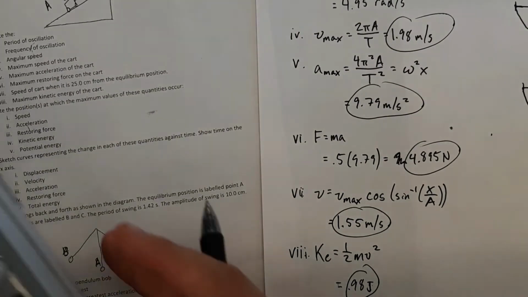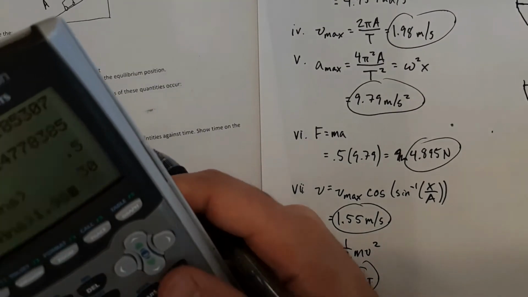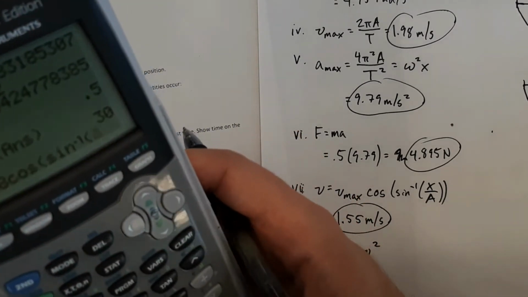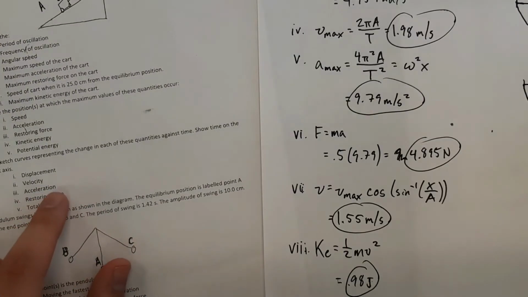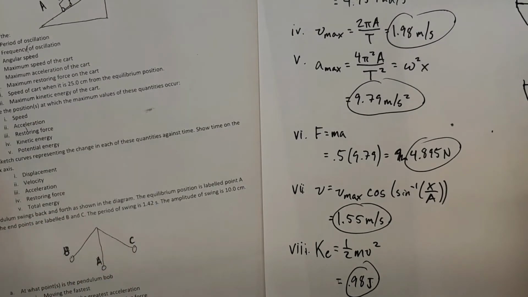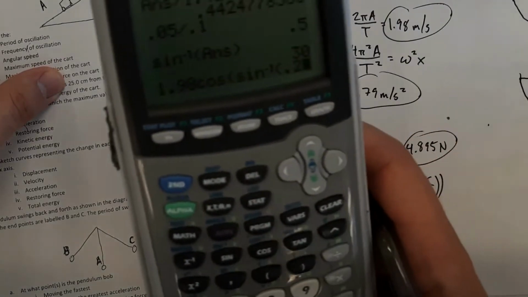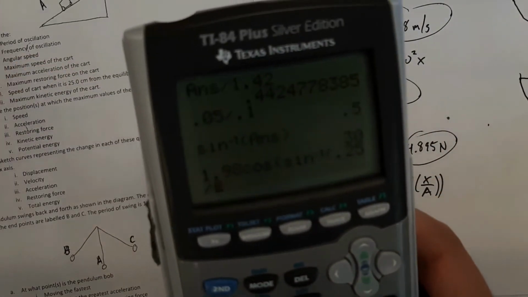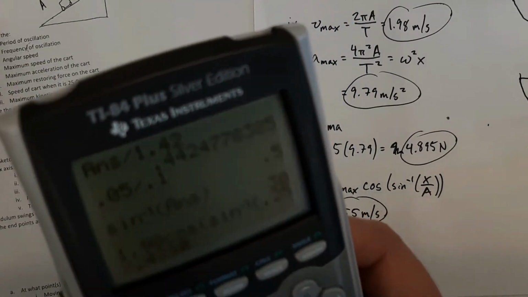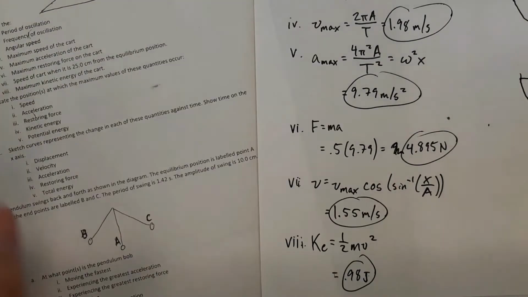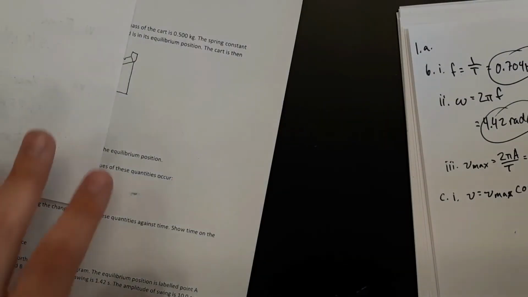Okay, so we've got a maximum speed of 1.98 times the cosine of the inverse sine of our displacement over our amplitude. Our displacement on this one was 25 centimeters, so 0.25 divided by our amplitude of 0.4. Okay, still ends up checking out. All right, we're good. Never mind. Carry on.